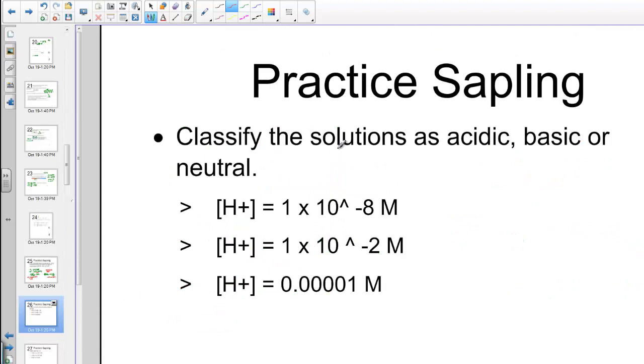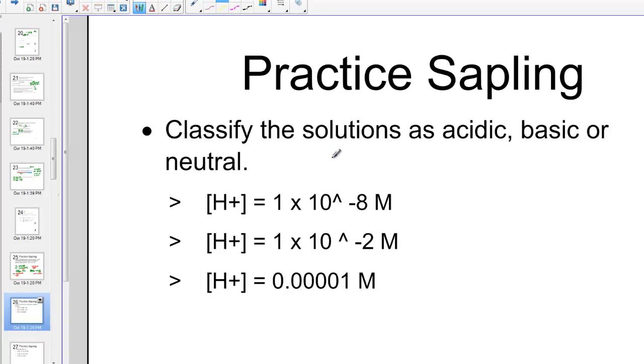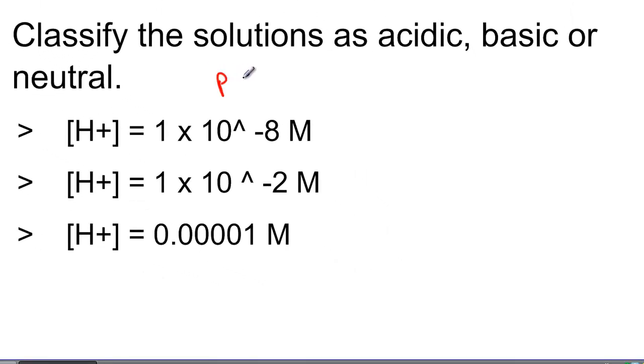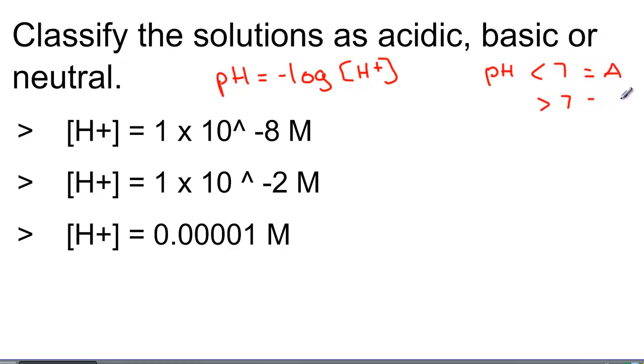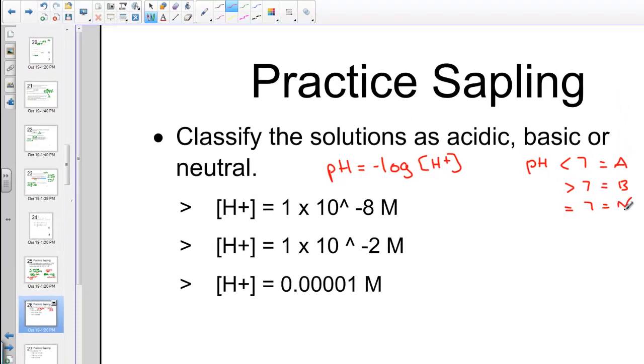Practice sampling some more. Classify the solutions as acidic, basic, or neutral. I suggest we calculate the pH, and we'll do that by calculating the negative log of the provided answers here, these values, and we'll get a pH number. And we know that pH, if it's less than 7, is acidic. If it's greater than 7, it is basic. And if it is exactly 7, it's neutral.